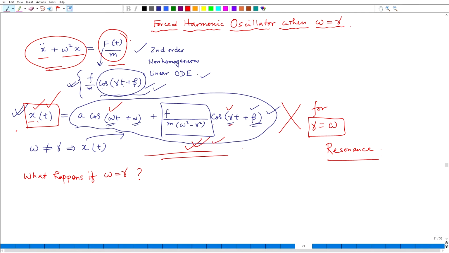So, you see that we will now, instead of writing, use complex notations.